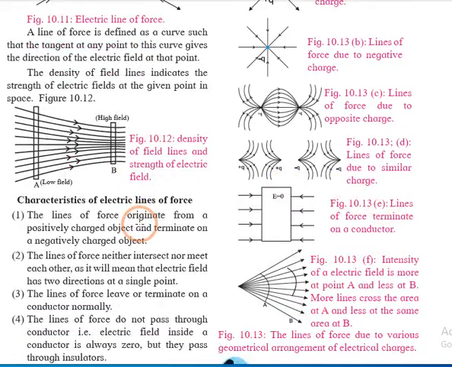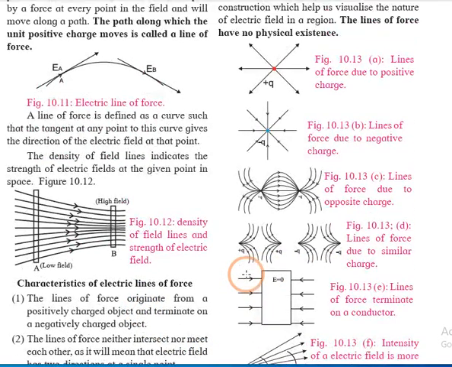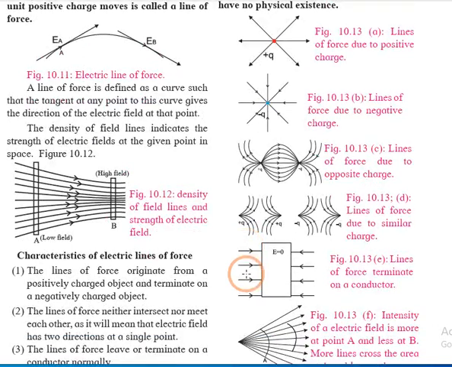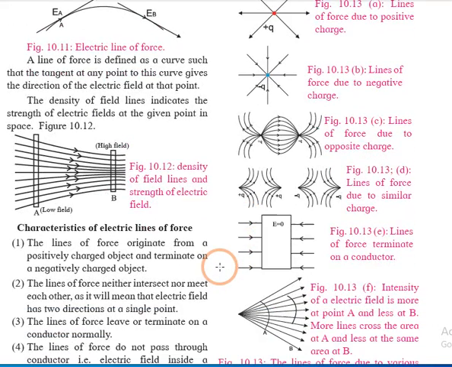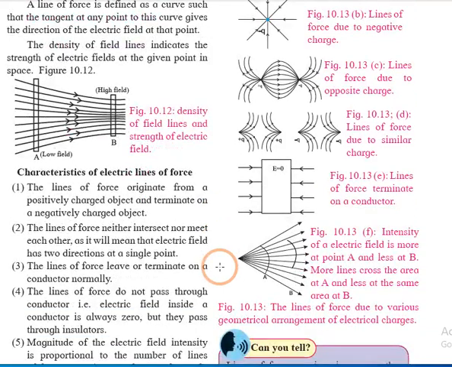The lines of force neither intersect nor meet each other, as it would mean that the electric field has two directions at a single point. It always moves parallelly, it never changes. That's why they cannot intersect or meet each other at any point.